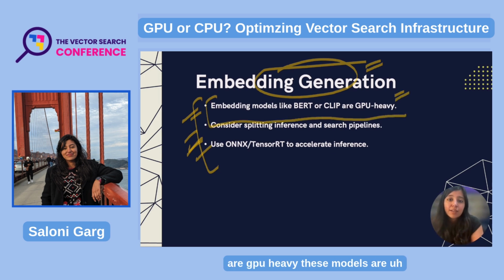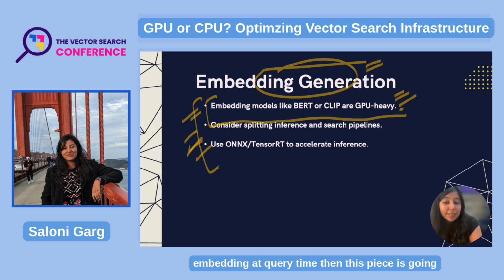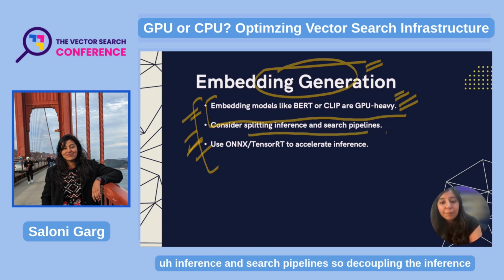These models are incredibly powerful, but they are also GPU heavy. So if you're generating the embedding at query time, then this piece is going to add to your latency budget, right? So the best strategy is to consider splitting inference and search pipelines. Decoupling the inference and search pipelines is going to be really helpful for you.